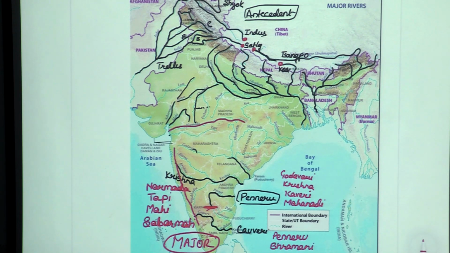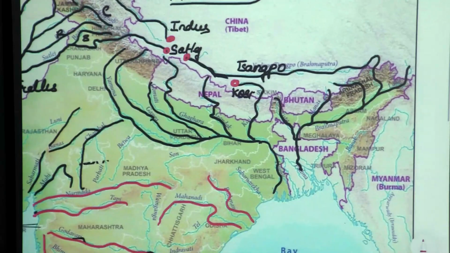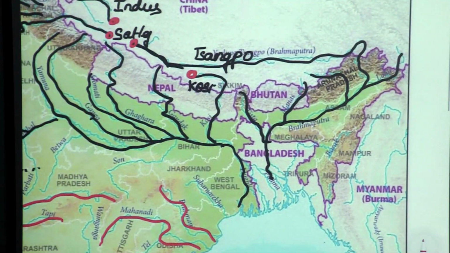Narmada, Tapi, west flowing, Godavari, Krishna, Mahanadi, Brahmani. So which is this 14th river that major basin is involved with? I want to slightly zoom in here and river Barak.